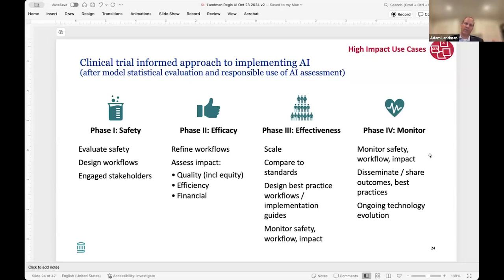Then we do a little bit larger pilot to assess efficacy and make sure that it's quality, that it's reliable, that our clinicians like it. Then we do an even larger pilot and are checking effectiveness. And then finally, we make a decision to scale and then monitor the AI over time to make sure that it's not drifting or changing its results or causing unexpected consequences.